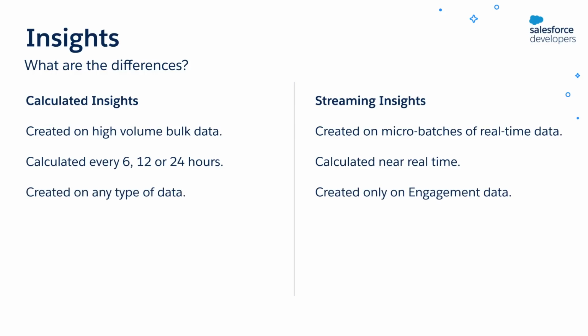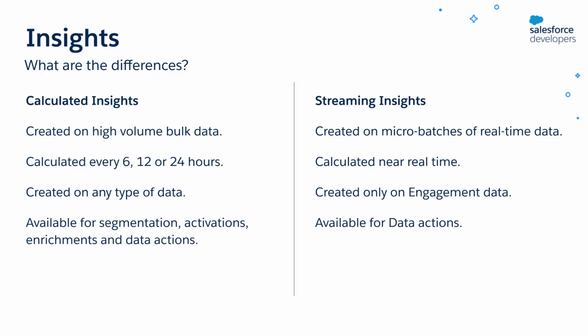To create calculated insights, you can use objects in any category, but you can only use objects in the engagement category for streaming insights. Once you create a calculated insight, you can use it in segmentation, activation, record updates, and more. Streaming insights, on the other hand, can only be used in data actions and are not available in segmentations or activations.